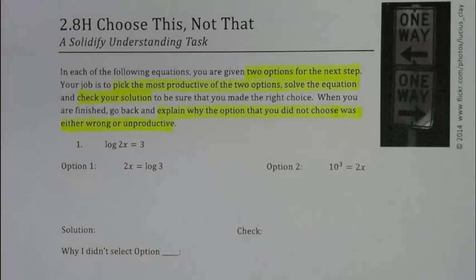So let's jump into the description here. We're looking at each of these equations that we're solving. They're going to give us 2 options for the very first step of the solving process. We're going to pick which one is the right choice, solve the equation for x, and then check our answer back in the original equation to see if we did it right. And then we'll talk about why the one we didn't choose was the wrong choice.